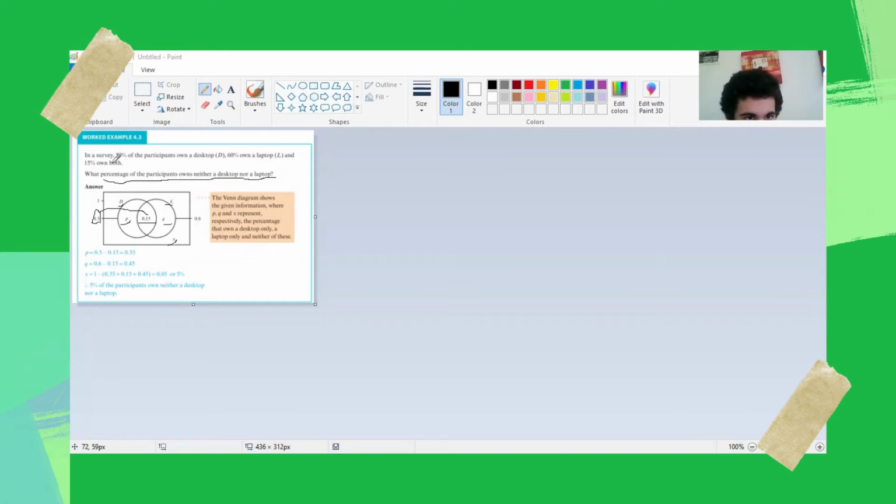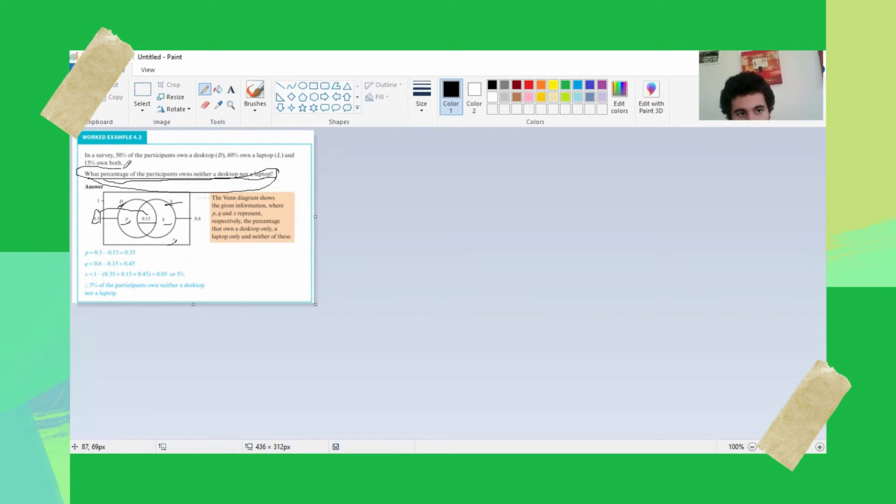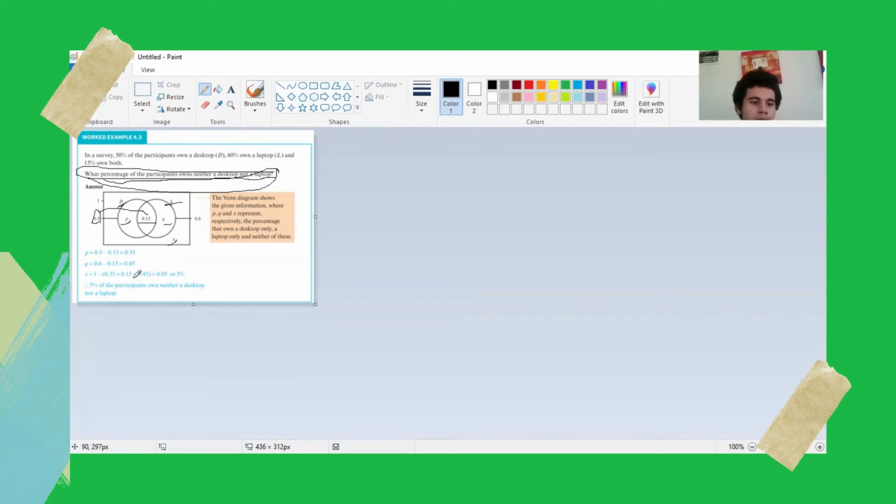In a survey, 50% of the participants own a desktop, D, which is here, 60% own a laptop, L. L is labeled Q and D is labeled P. And 50% in the next section own 0.15. 0.5, 0.6, and 0.15 are already converted to decimals from the percentages. Our objective is to find P, Q, and then the value of X, which will answer this question: what percent of the participants own neither a desktop nor a laptop?